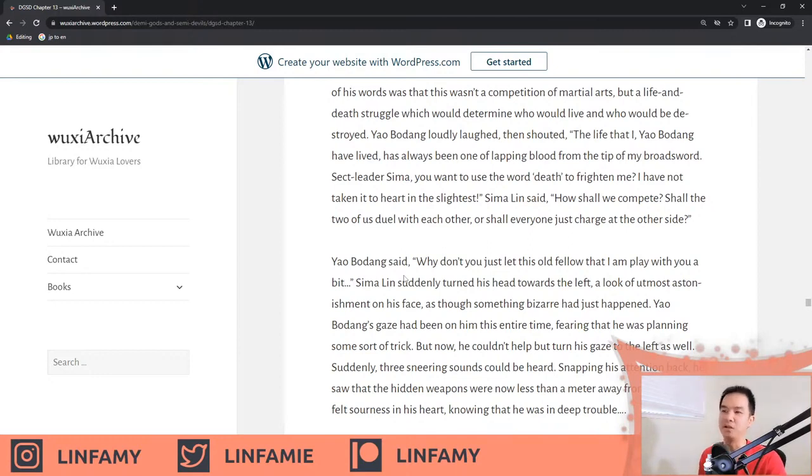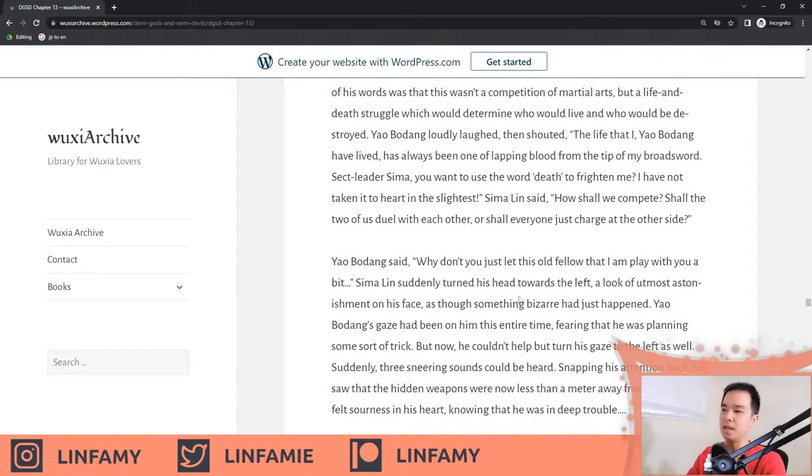Yao Bodong loudly laughed, then shouted, "The life that I, Yao Bodong, have lived has always been one of lapping blood from the tip of my broadsword. Sect leader Sima, you want to use the word death to frighten me? I have not taken it to heart in the slightest. How shall we compete? Shall the two of us duel with each other? Or shall everyone just charge at the other side? Why don't you just let this old fellow that I am play with you a bit?"